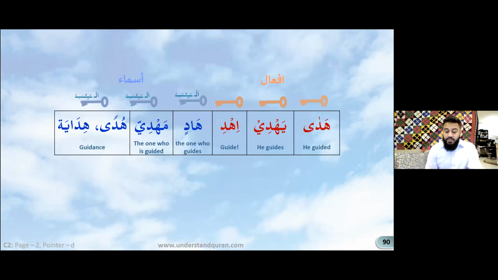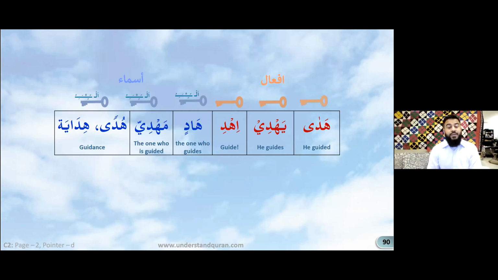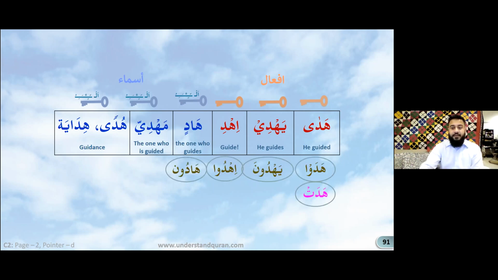Alhamdulillah. So here's a quick recap and a reminder for the three keys and the three nouns that we're taking from this word, which is hada. So hada, he guided. Next key is yahdi, he guides. Ihdi, guide. And hadin, the one who guides. Mahdi, the one who is guided. And hudan or hidayah is guidance. And here are the differences that we just went over, and the feminine form.